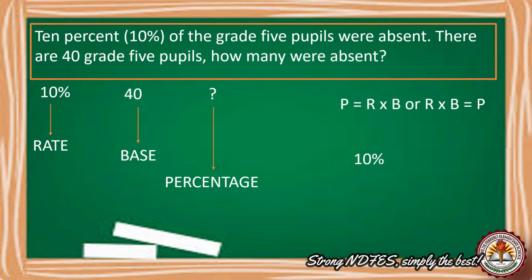Okay, 10%. We cannot multiply this because there is a percent sign. So we have to change this into a decimal number. So 10% is equal to 10 hundredths times 40 equals 4. So our n equals 4.